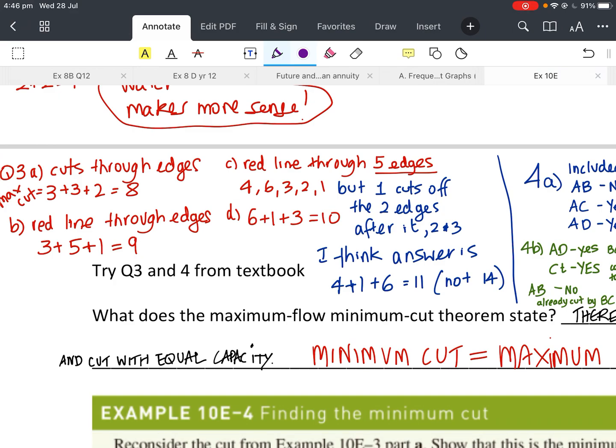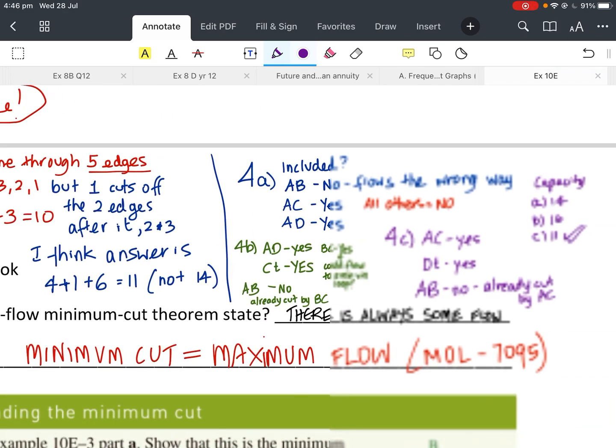And then D is fairly straightforward. It cuts through the 3, the 1, and the 6. So that one was obviously 10, and each of those routes were also cut from going from the sink route to the source route. So hopefully that one made sense.